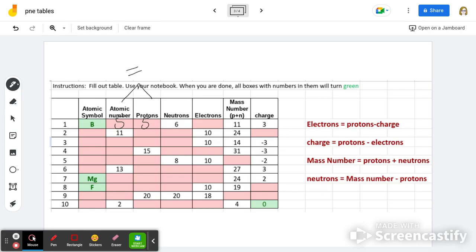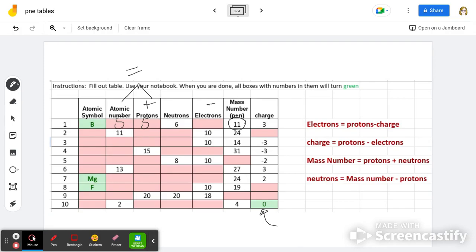Our electrons and our protons are no longer equal, except for the one down here where your charge is 0. Those would be equal, but this one, the electrons are not going to be equal. The neutrons are 6. That's why your mass number is 11, because 5 plus 6 is 11. When the charge is positive, protons are positive and electrons are negative. So that means I have more protons than electrons to give me an overall positive charge.